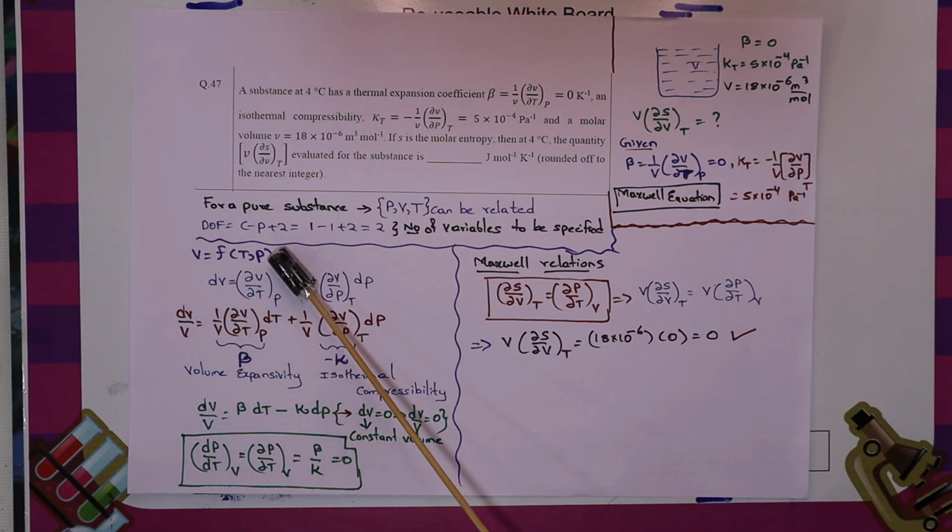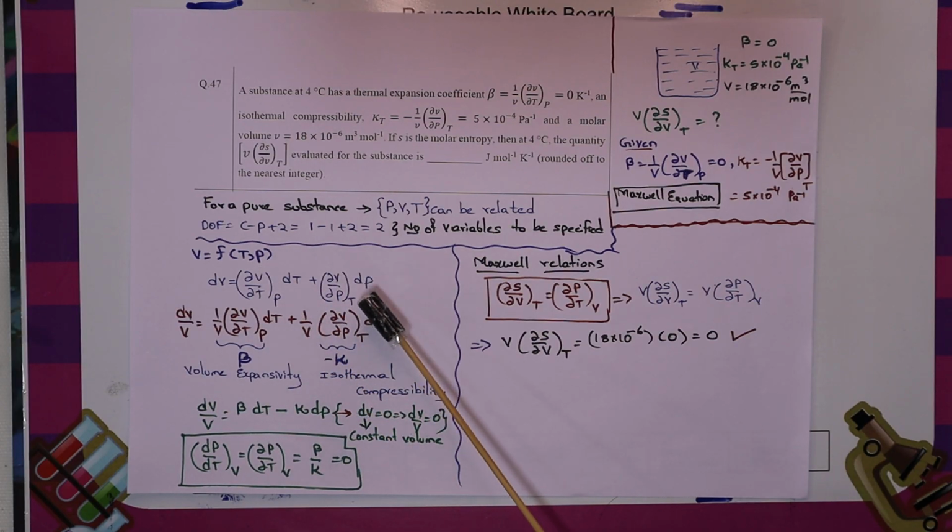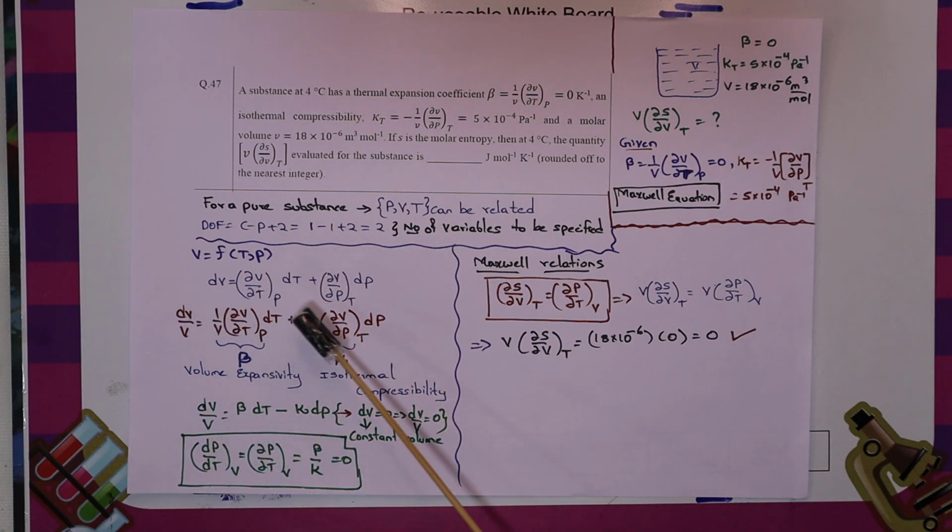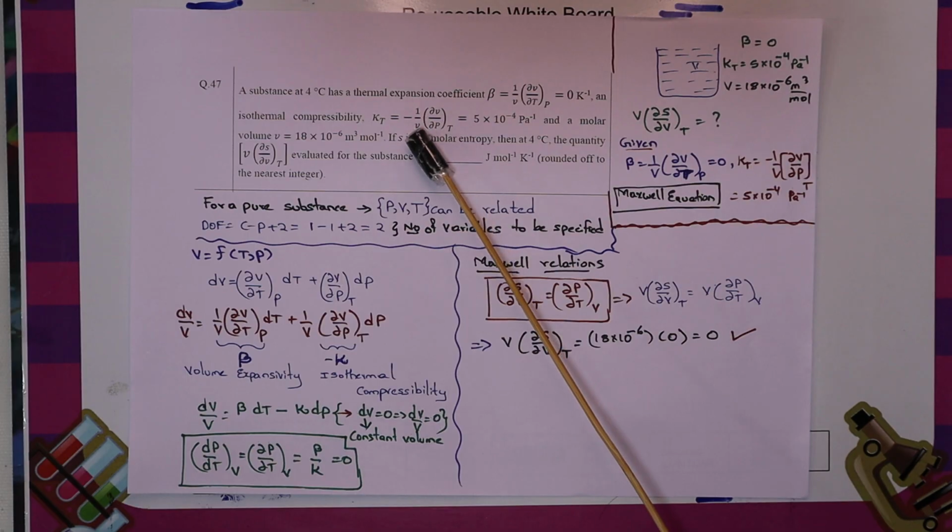If volume is a function of temperature and pressure, the total derivative can be written as dV equals (dou V by dou T) at constant pressure into dT, plus (dou V by dou P) at constant temperature into dP. This is the standard process. Divide this equation by V: you get (1 by V) into (dou V by dou T) at constant pressure into dT, plus (1 by V) into (dou V by dou P) at constant temperature into dP. The first expression is called beta, the volume thermal expansion coefficient, which is given here. The second expression is minus K, where K is called the isothermal compressibility. That particular value is also provided here.